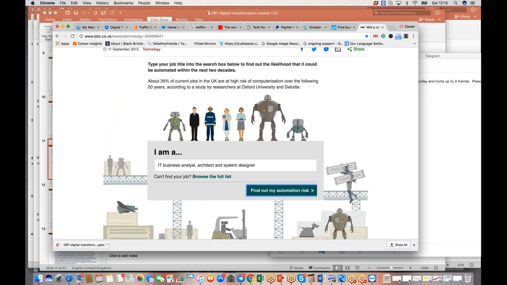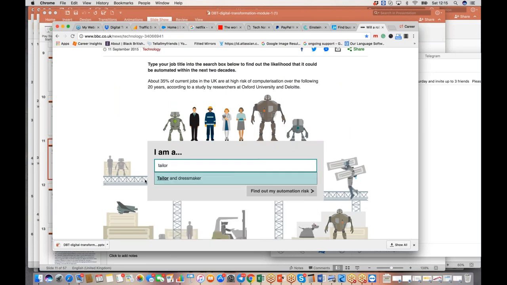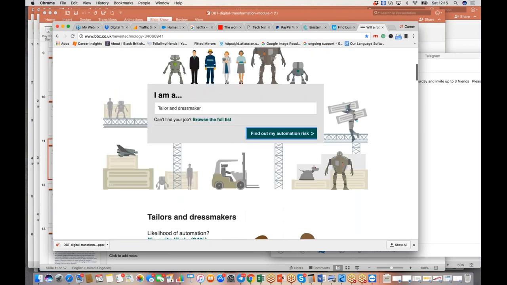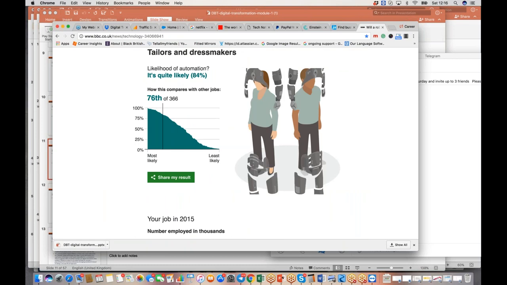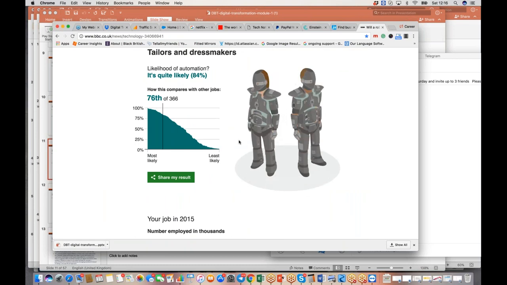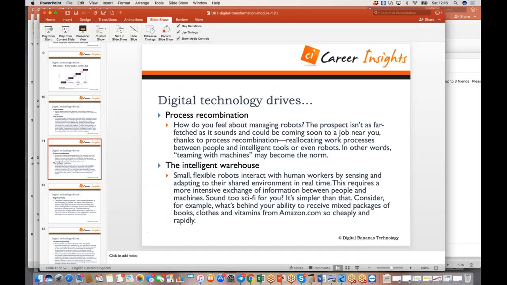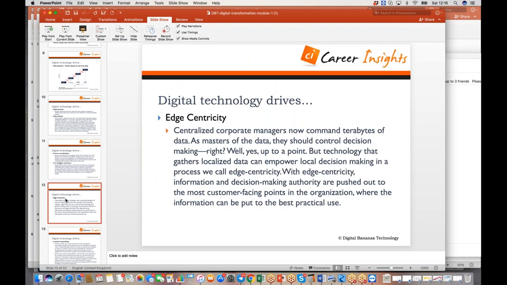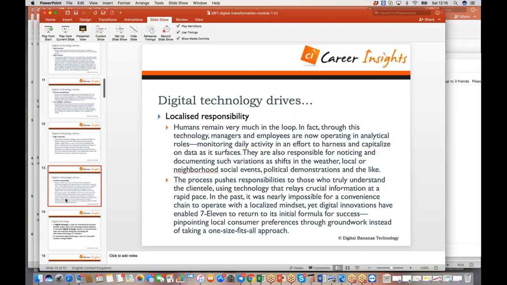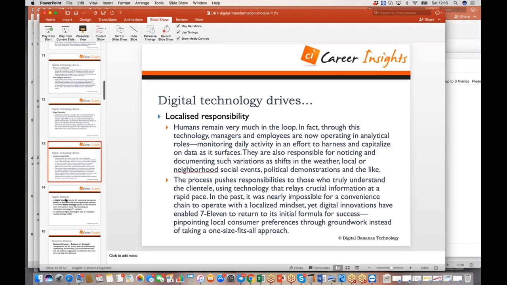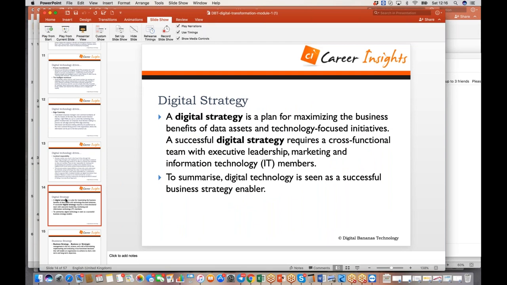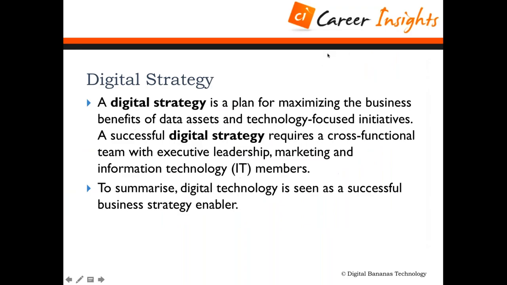So we haven't got a chance, guys. I'm going to do one last one, tailor. 84% chance. Guys, I'll let you try it out yourselves and I'll move on to the presentation. But at least we are aware of what's going on right now. Okay, so those are the things like edge centricity, localized responsibility. When you do the training properly, I will explain these things to you properly. But for now, let's carry on because I don't want to waste too much time here.